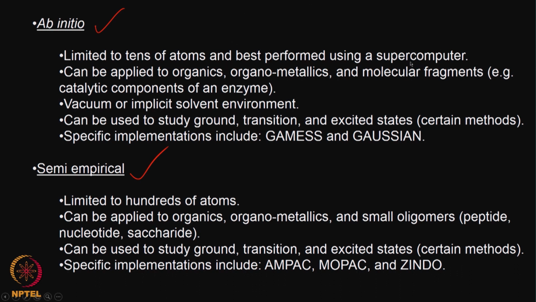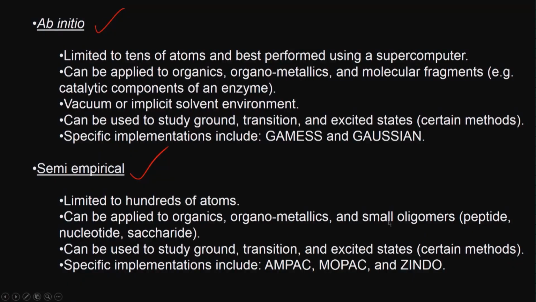So you need a very good computational resource. It can be applied to organics, organometallics, molecular fragments and so on, enzymes and so on. It can be done in vacuum or implicit solvent, okay. We can look at ground state, transition state, excited states, okay. Some of these softwares like GAMESS, Gaussian, they all work on ab initio. So it is not really useful for computer aided drug design.